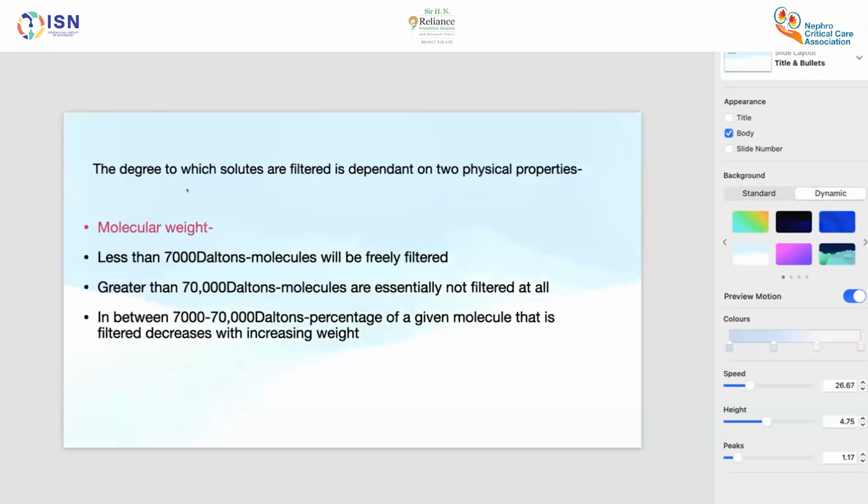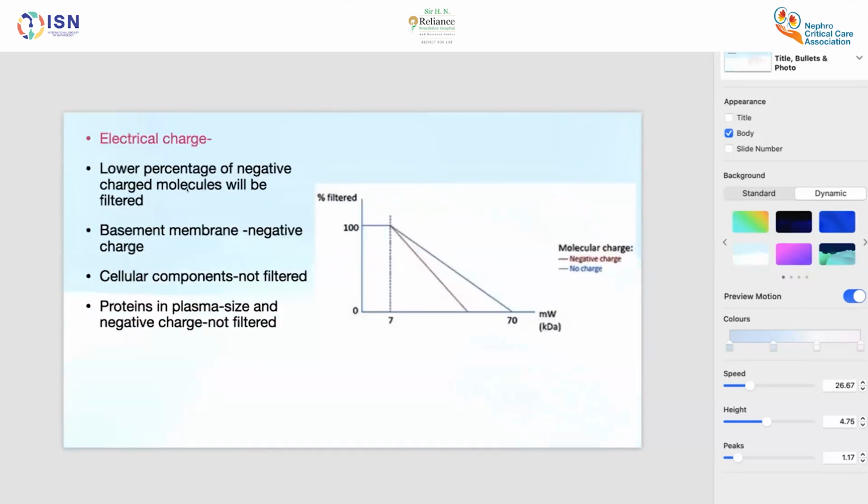The degree to which these solutes are filtered is dependent on two physical properties. The first is the molecular weight of the solute. Molecules less than 7,000 Daltons will be freely filtered. Molecules greater than 70,000 Daltons are essentially not filtered at all. In between, from 7,000 to 70,000 Daltons, the percentage of a given molecule that is filtered decreases with increasing weight. The other dependent factor is electrical charge.